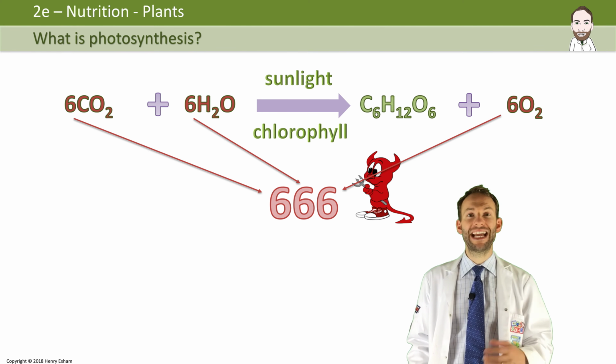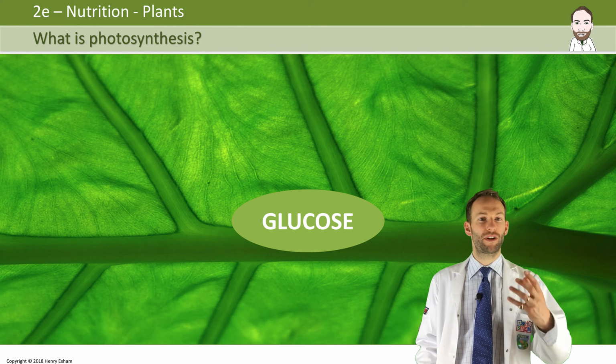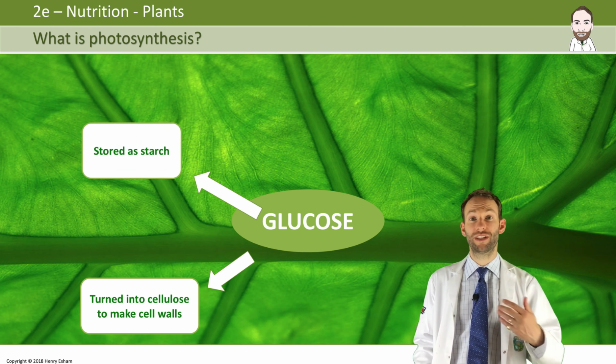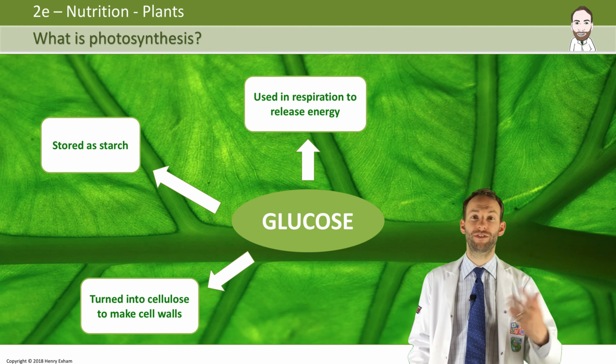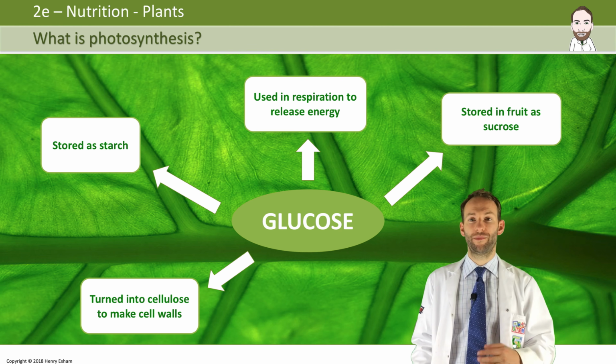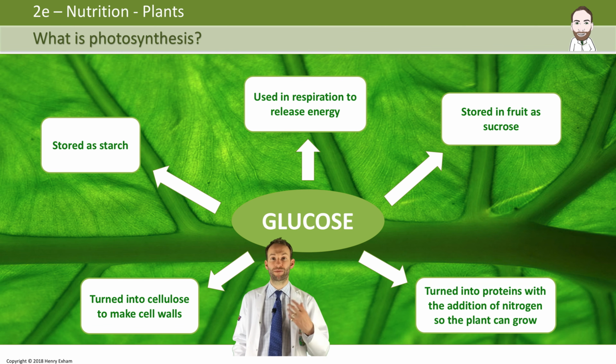Now once the plant has made this glucose, it can then turn it into all sorts of things. The plant can store it as starch, it can turn it into cellulose to make more cell walls, it can use it itself to do respiration, to release energy that it needs. It can store it as fruit, in the form of sucrose, or it could use some nitrates from the soil and then make proteins in order to grow even more. So this glucose is really the precursor to everything that the plant needs.